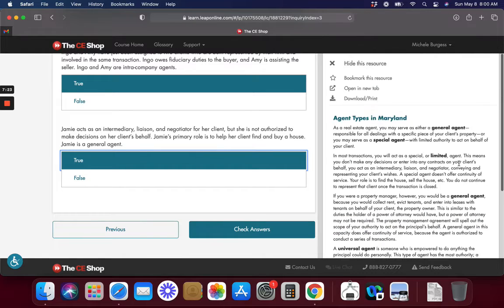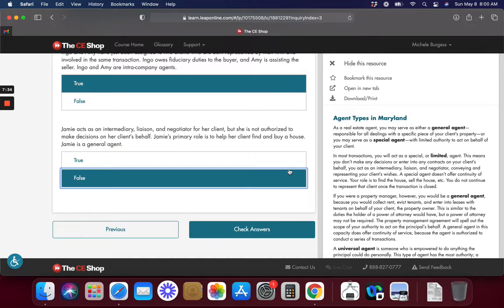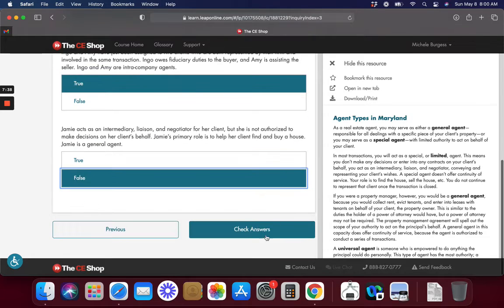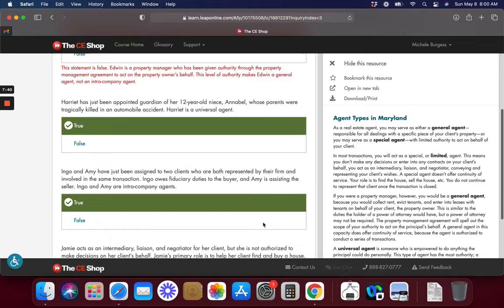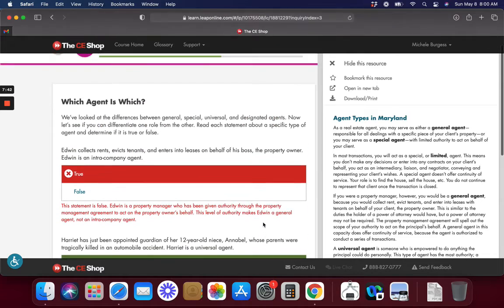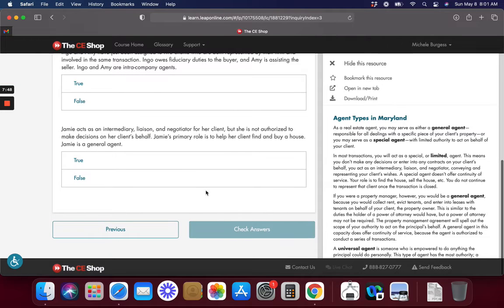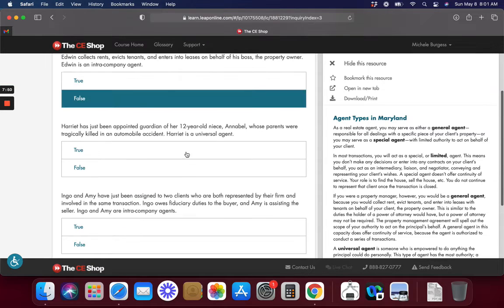General agent? Oh, now we're going back to general agent again. Okay. Acts as a negotiator. No, that would be limited, so that's wrong. Okay, let's check it. The first one is wrong. Okay, so let's do this again and go through this.